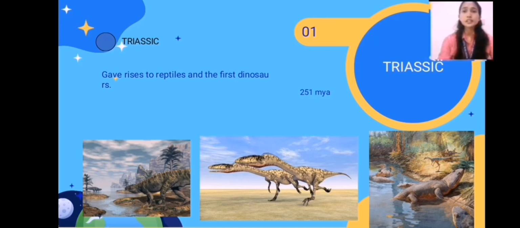So after the great extinctions at the end of the Permian, many new kinds of animals evolved during the Triassic. The dominant land animals were reptiles. As you can see here in the pictures, the first are the dinosaurs. And there are also other animals that were in the Triassic period, which are the marine reptiles, lizards, and tortoises.